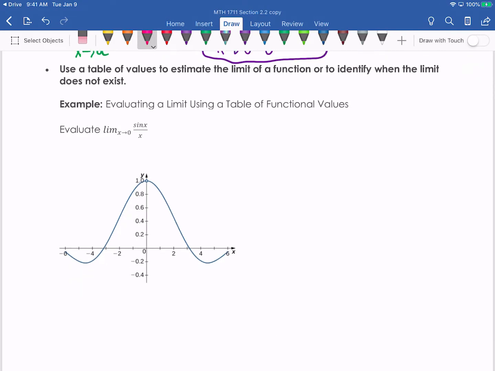There are many, many ways to evaluate a limit. One way, which we're going to start off with, is using a table of values.